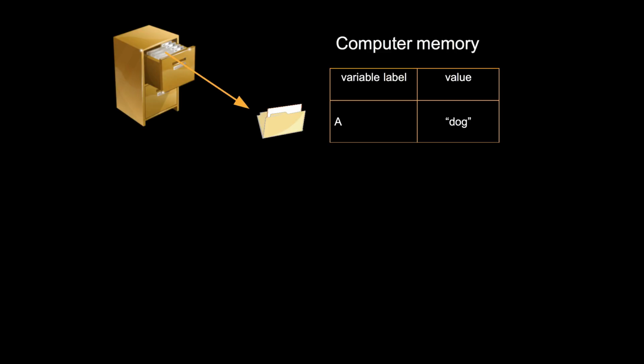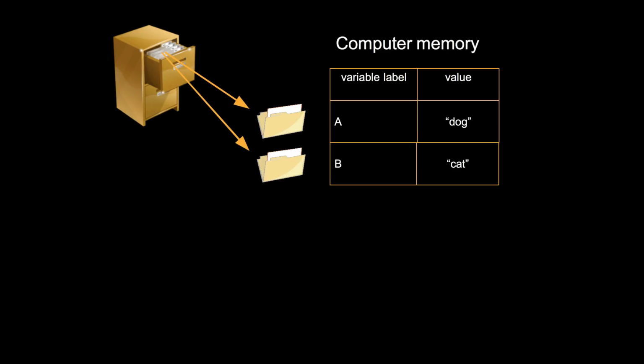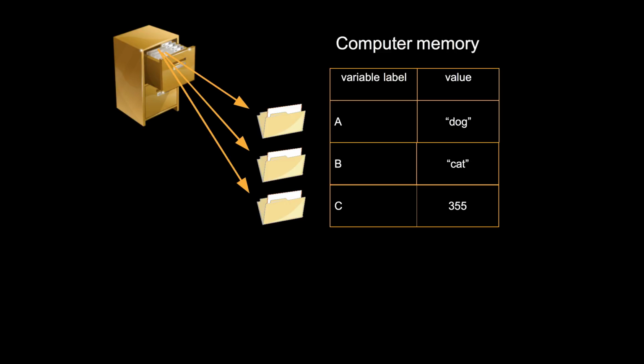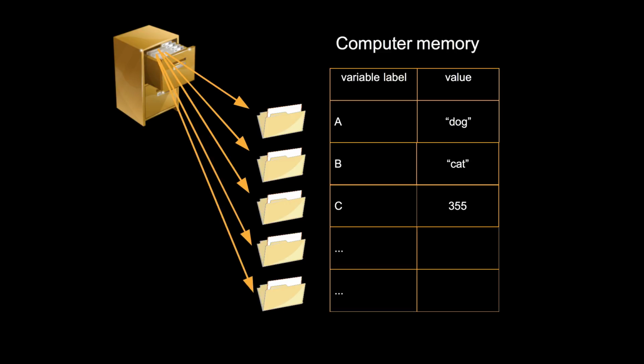So in the example here, I've got the variable label A holding the value dog. And in another file, I'll have, say, the variable label B holding the value cat, and so on and so forth until we've got a bunch of different variables holding values that are going to be useful to us.